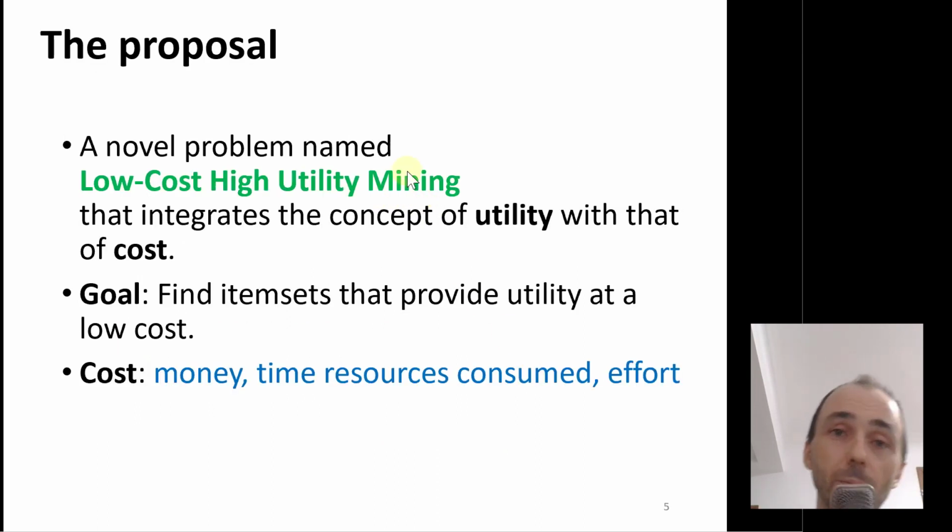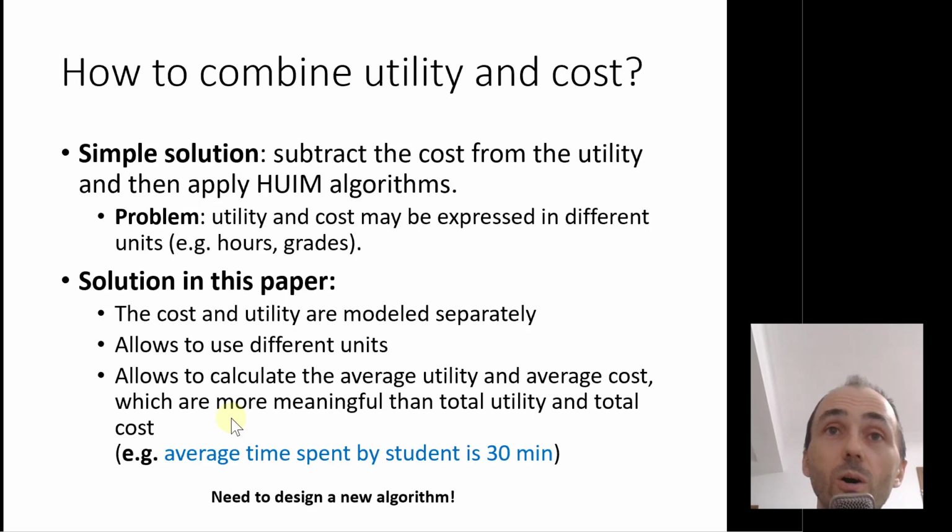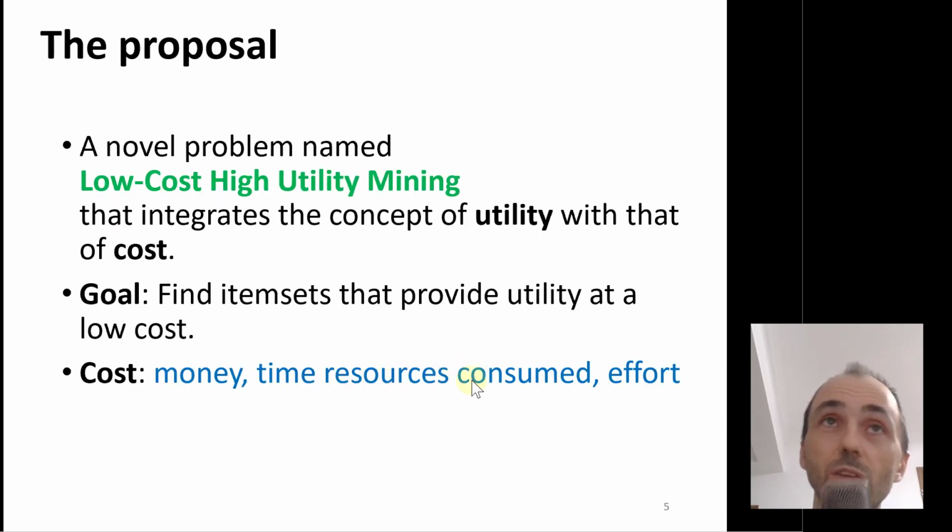I will show you some examples. So in this paper, we propose a new problem called low-cost high-utility item set mining. The goal is to find item sets in the data that have high utility but low cost. High utility means high benefits, and low cost means, for example, low money, time, or resources that we use.